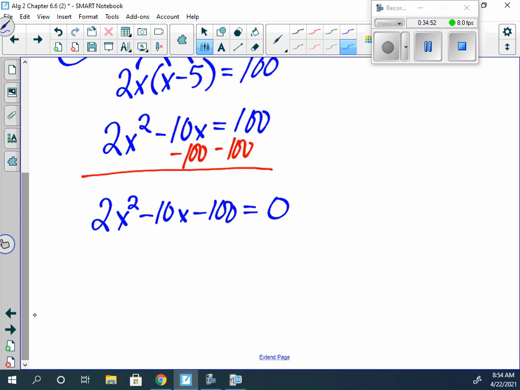Is there a greatest common factor between all 3 terms? Now, because it's just a number, we can divide the whole thing by 2. If the greatest common factor was a variable, we have to factor it out. We can't just divide it, because if I divide by a variable, I'm removing a variable from the equation, which means I'm removing a solution from the equation. We can't remove a solution.